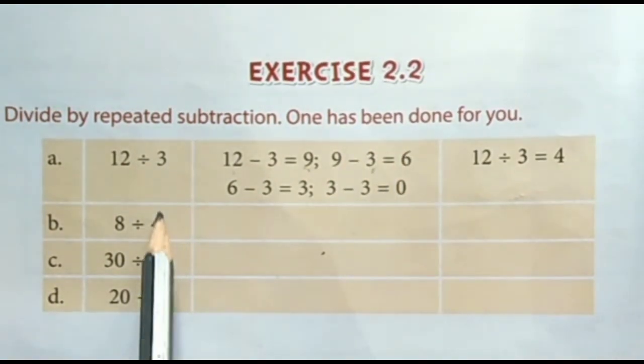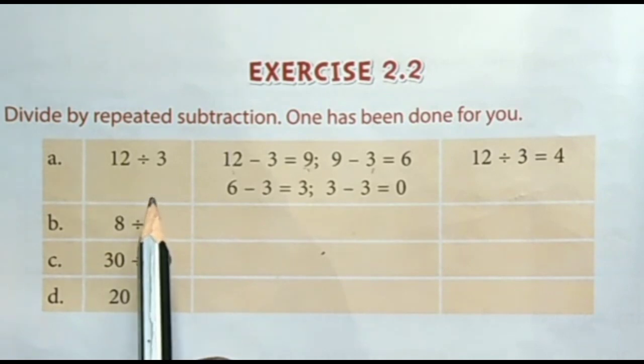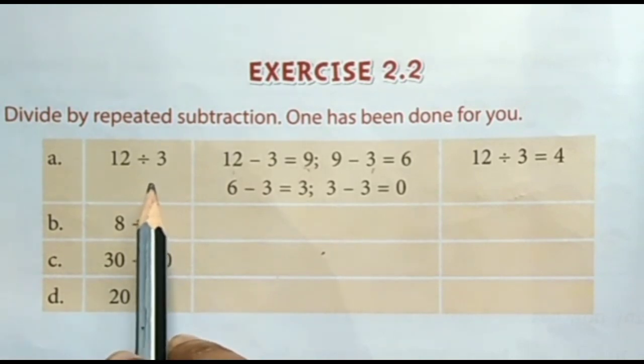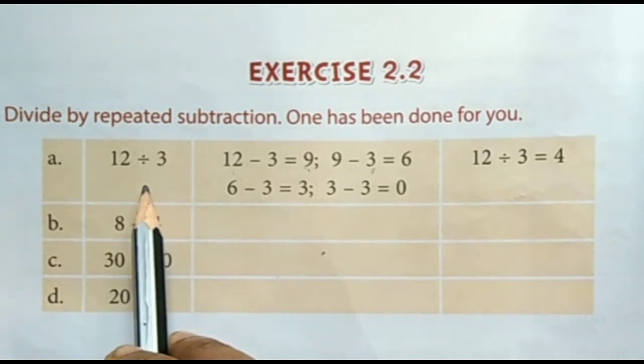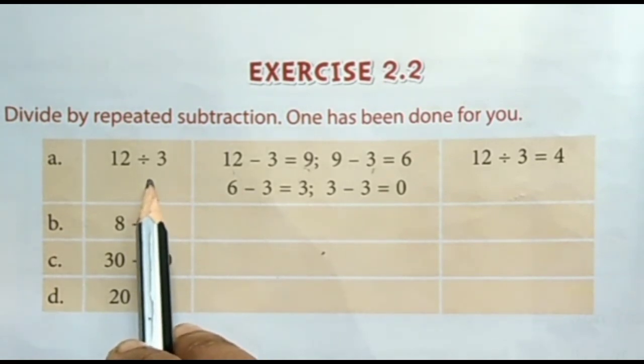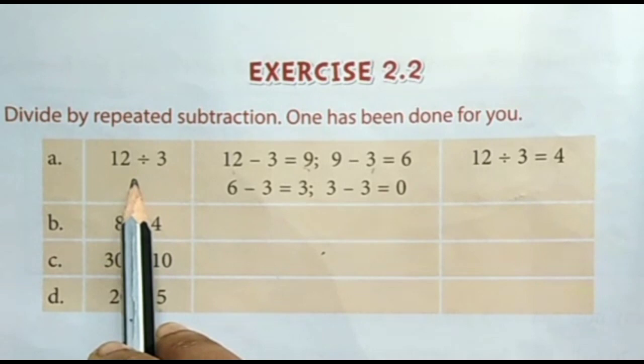Children, here some numbers are given. We should divide these numbers using repeated subtraction. We have learned what is repeated subtraction. Repeated subtraction means we should subtract the given numbers repeatedly till we reach the number 0. The first question has been given for you.